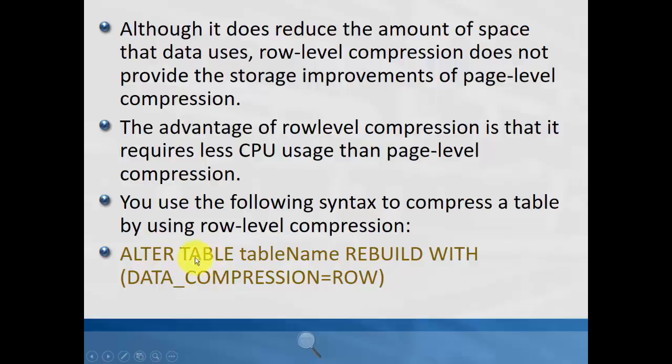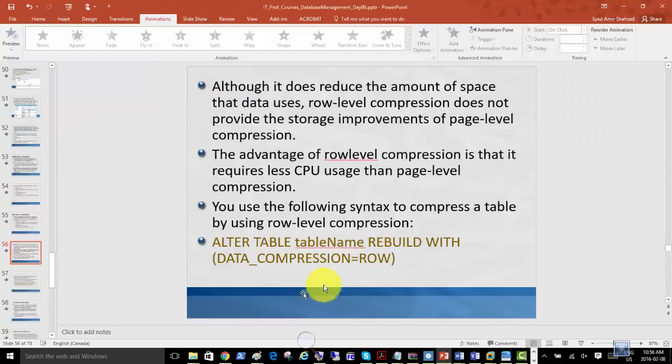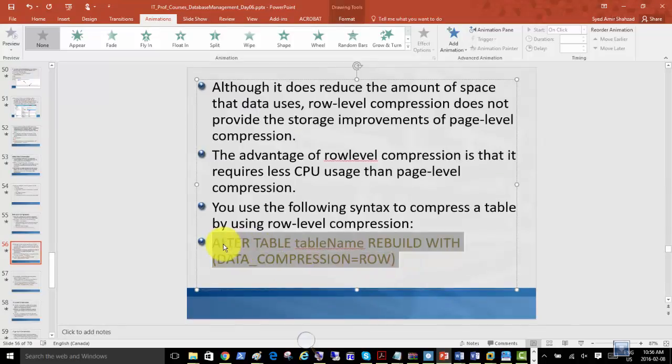ALTER TABLE. We have been using the alter database command till now, but now alter table. Table name REBUILD WITH (DATA_COMPRESSION = ROW). You want to compress a table now. What is the only thing we need to change here? Do we have that right now in this code? If I just put that code there, let's see if it gives successful or it gives an error.